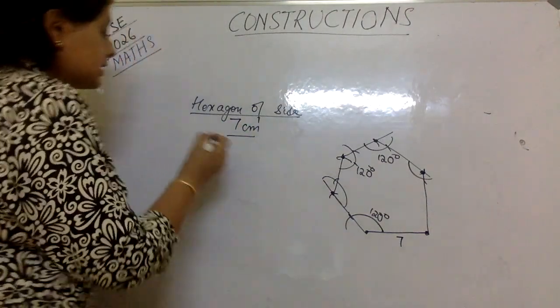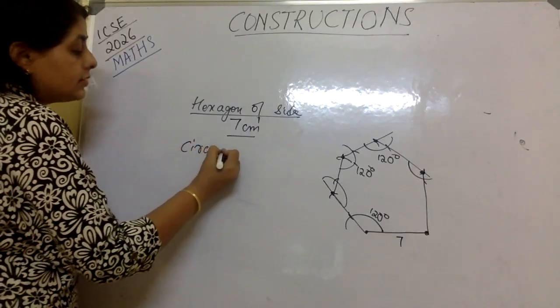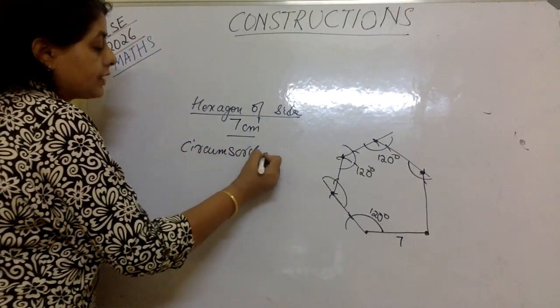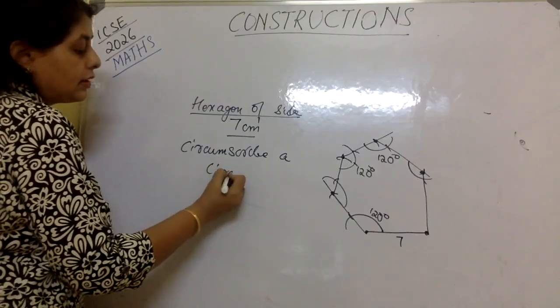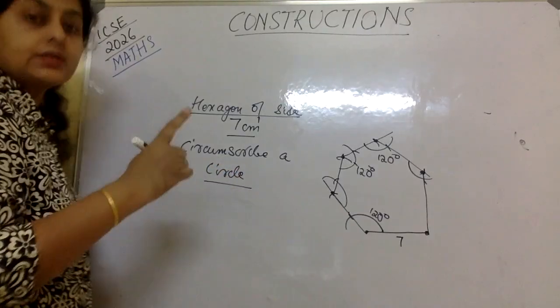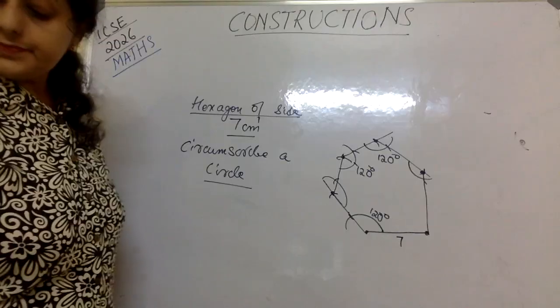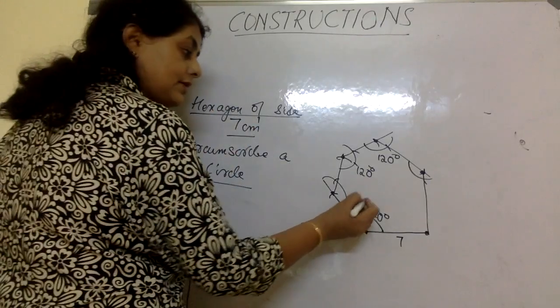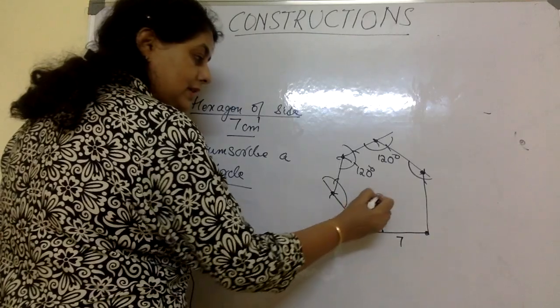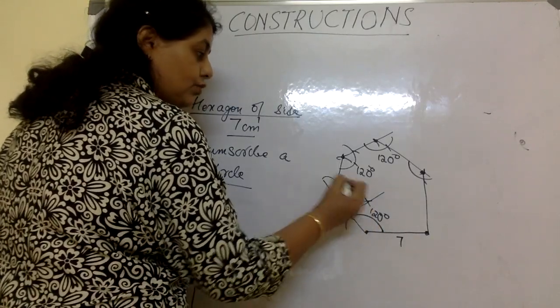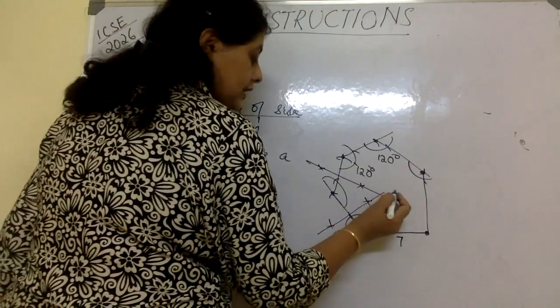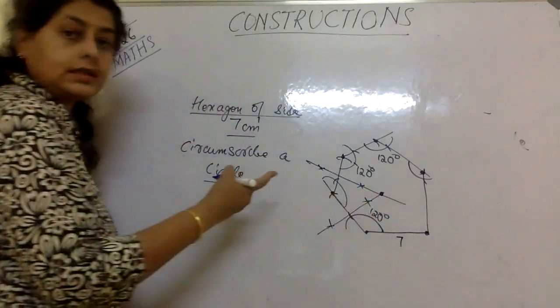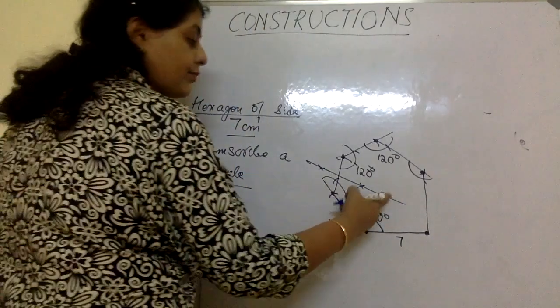Now they are saying circumscribe a circle around it. How do you circumscribe a circle around a hexagon? All you have to do is draw the perpendicular bisectors again, of any two sides, and you'll see that they meet here. Okay, this is the point P.